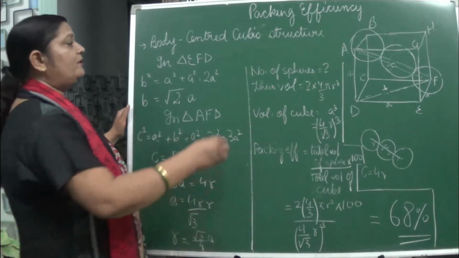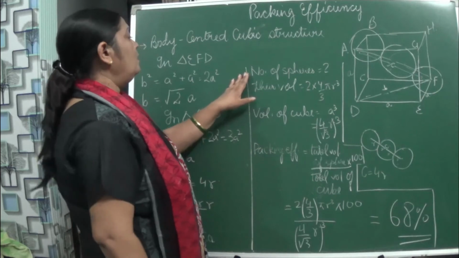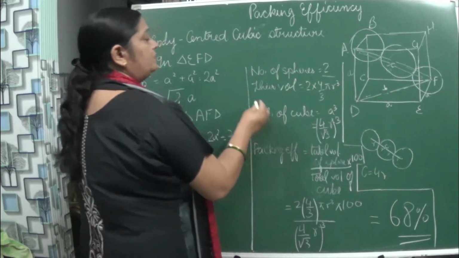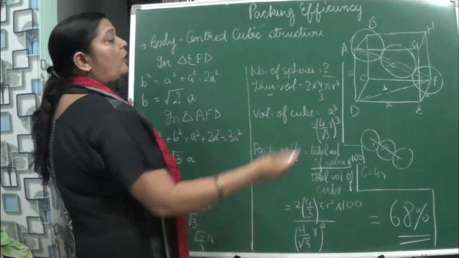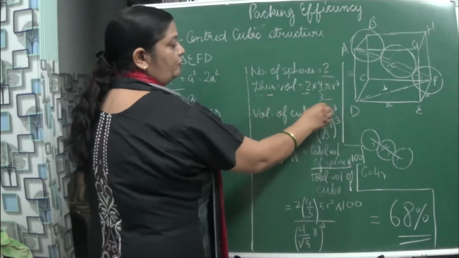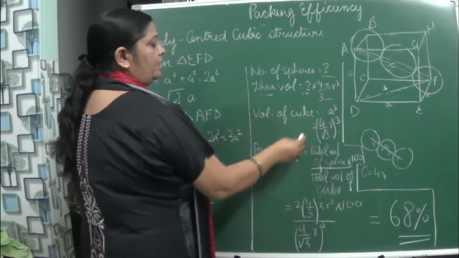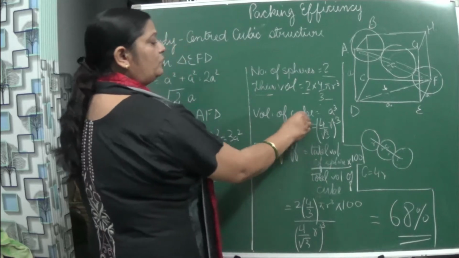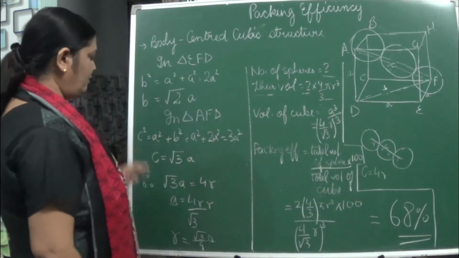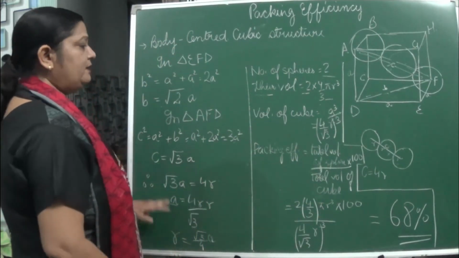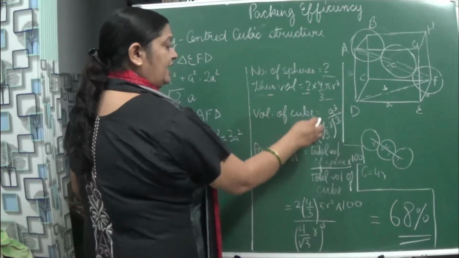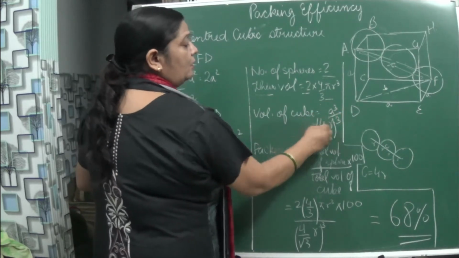Now, the number of spheres when we talk about the body center: how many spheres are there? Only 2, isn't it? So the number of spheres is 2. For calculating the total volume, we take the number of spheres into the volume, which is 4 upon 3 pi r cube. Naturally the volume of the cube is A cube. Here A is equal to 4R upon root 3, so A cube will be the whole of 4R upon root 3 cubed.